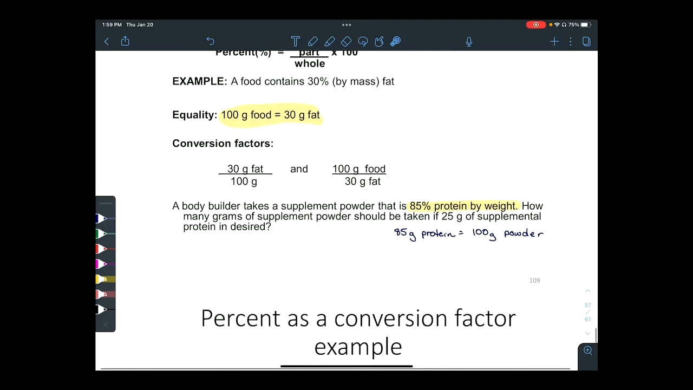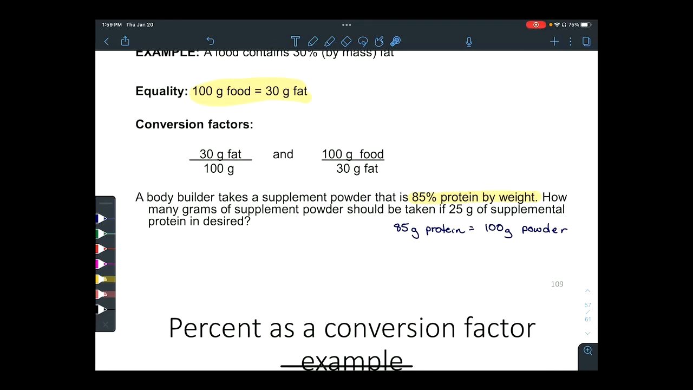Here I just made up a question about bodybuilders and supplement powder. Let's say we have a supplement powder that's 85% protein by weight. When we turn that percentage into an equality, 85% protein by mass means that if we had 100 grams of the powder, 85 grams of it, or 85% of it, would be protein. That's how we deal with percentages, all right? So this is an equality that we can use.